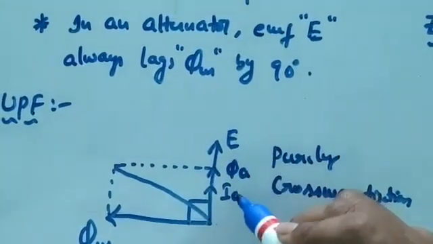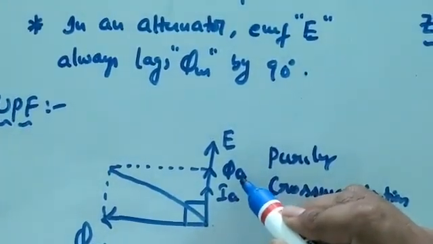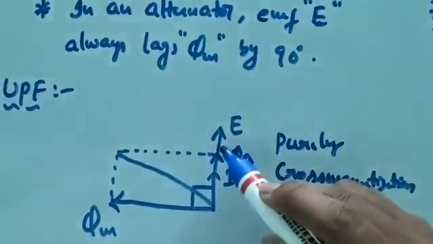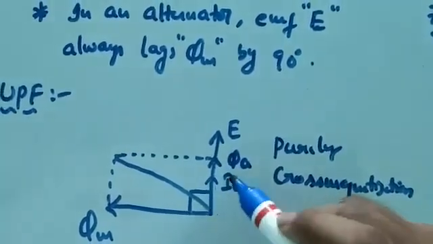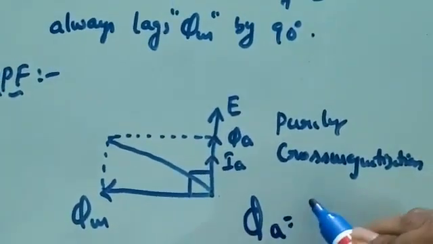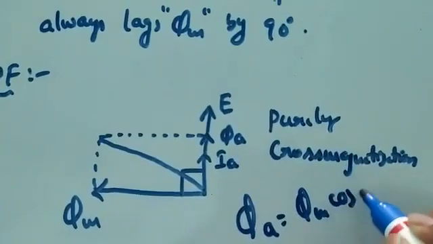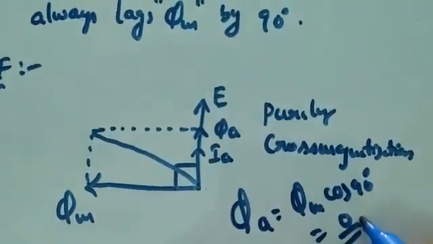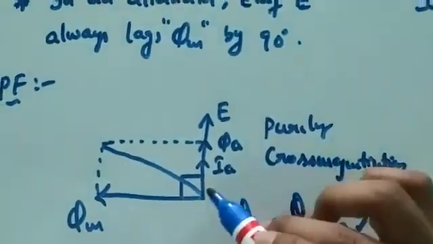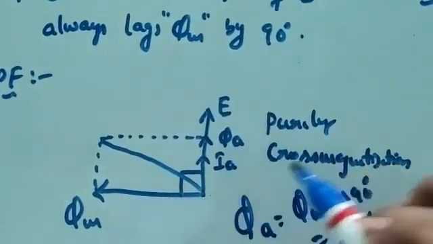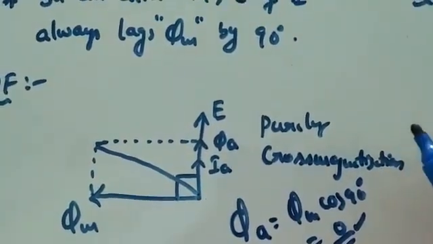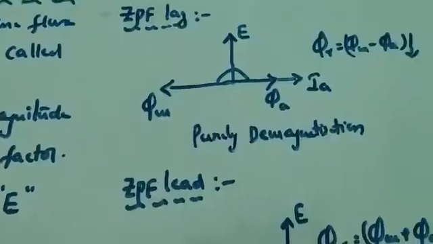Due to this, current IA will give us some flux, that is armature flux phi A, and the phase difference between phi m and phi A is completely 90 degrees. If you observe clearly, the value of phi A in the direction of phi m is given as phi m cos 90, which is 0. As it is 0, it is neither demagnetizing nor magnetizing, so the effect of armature reaction is purely cross magnetization.